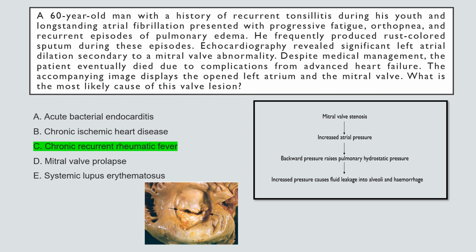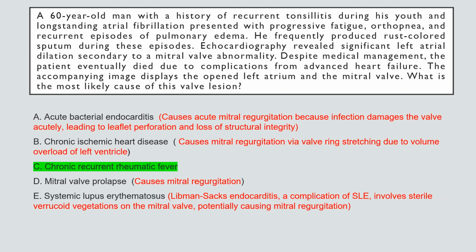Additionally, the backflow of pressure into the pulmonary veins raises capillary hydrostatic pressure, leading to pulmonary edema and hemorrhage. This explains why the patient coughed up rusty-colored sputum, a classic sign of red blood cell leakage into the alveoli due to high pulmonary pressure. Let's have a look at why the other options are incorrect.